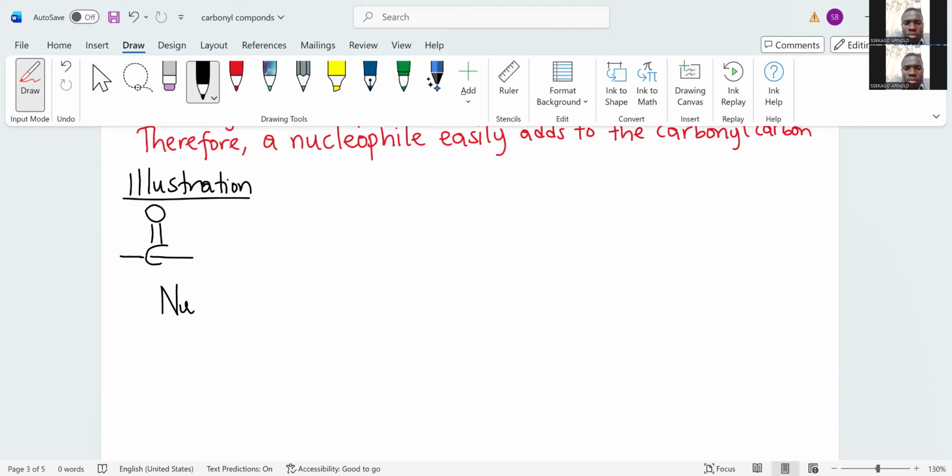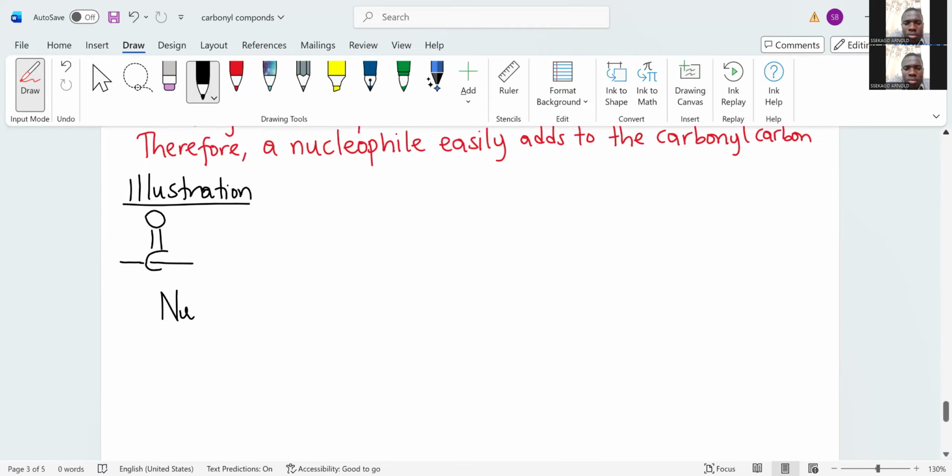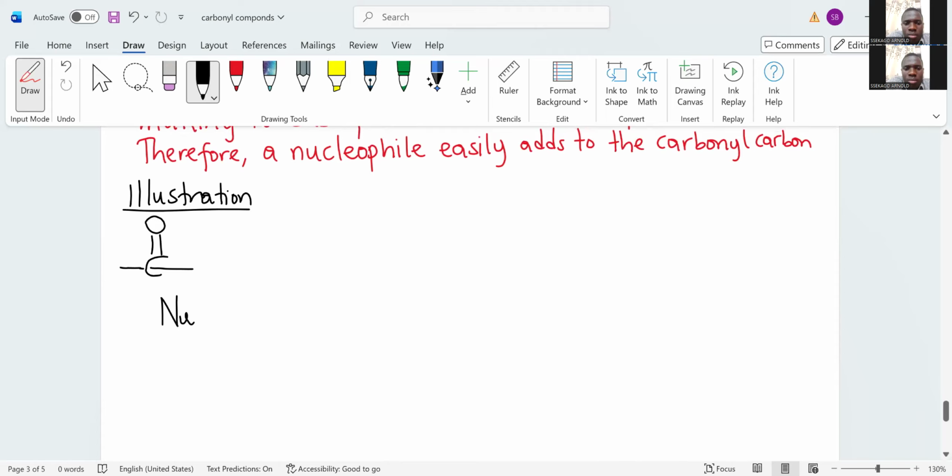I have said that in this type of reaction, a nucleophile is added to the carbon of the carbonyl functional group. In simple terms, I want to add this to this carbon atom of the carbonyl functional group. That's what I want to do. But remember, Nu is electron-rich. So if it is electron-rich, it must donate electrons to something which is electron-deficient. It does not easily add to things anyhow.